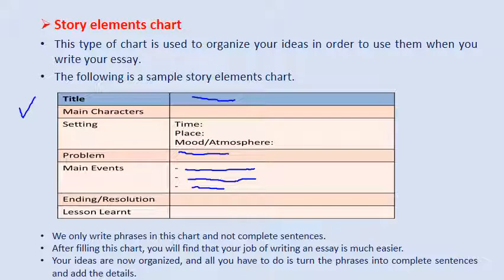And then the ending or the resolution. What happened at the end? Write that in a phrase. Lesson learned. Also, what kind of lesson did the narrator learn, or what kind of lesson did we learn from that story? The main points here, we only write phrases in this chart and not complete sentences. After filling the chart, you will find that your job of writing an essay is so much easier. Your ideas are now organized, and all you have to do is turn the phrases into complete sentences and add your details.